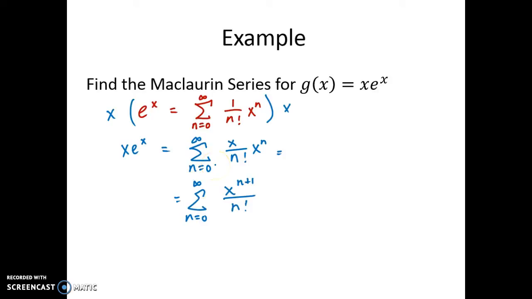So once you have an e to the x building block, you don't have to go through and find all of those derivatives. If you multiply e to the x by x, you're going to multiply the series by x and get your new series.